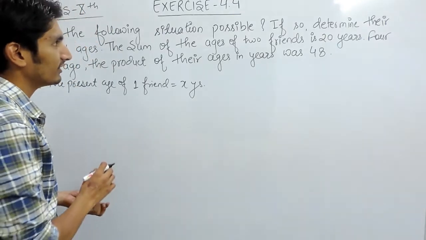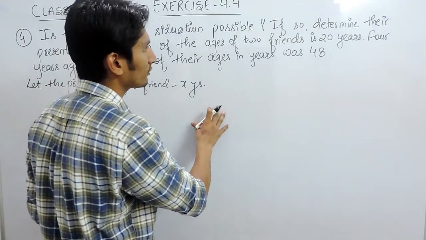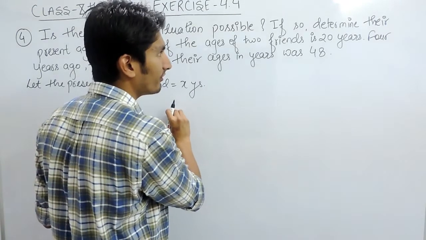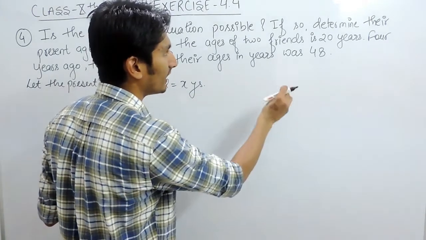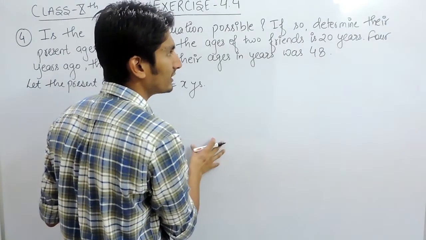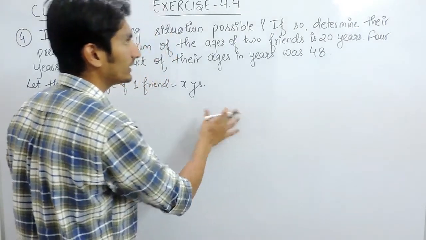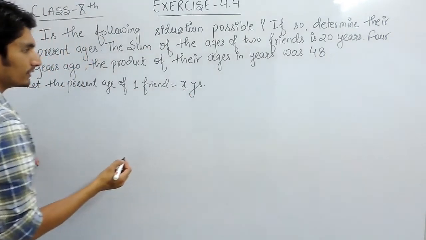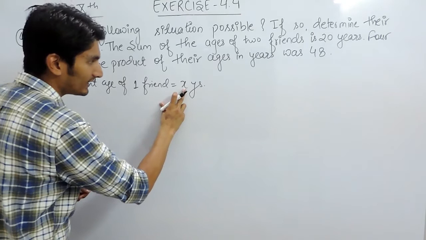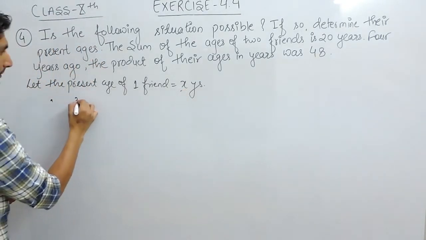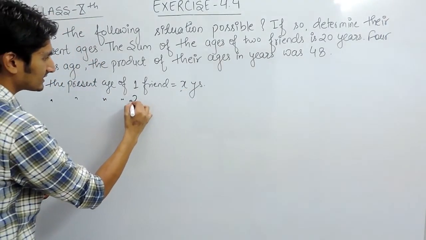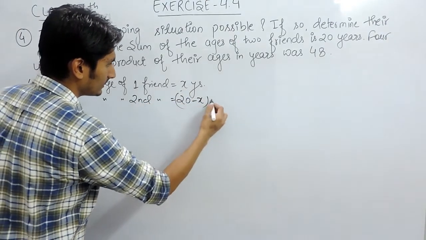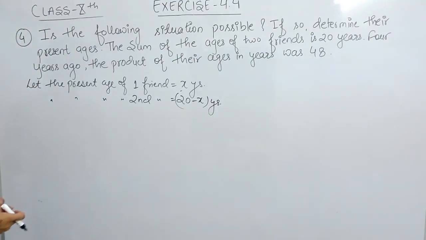This is same as if the sum of ages of two friends is 20 years and the age of the first friend is 12 years, so clearly the age of the other friend must be 8 years. Then only their sum will be 20. In this case, we don't know the age of the first friend, so we are supposing it as x. So the present age of the second friend must be 20 minus x years. So this is their present age.